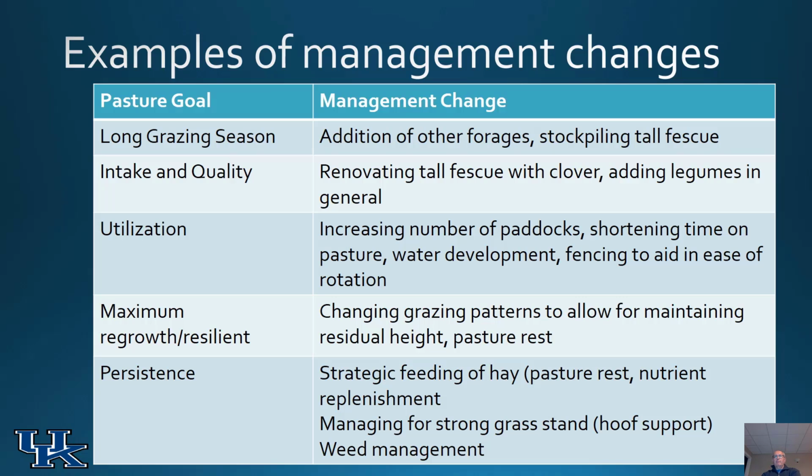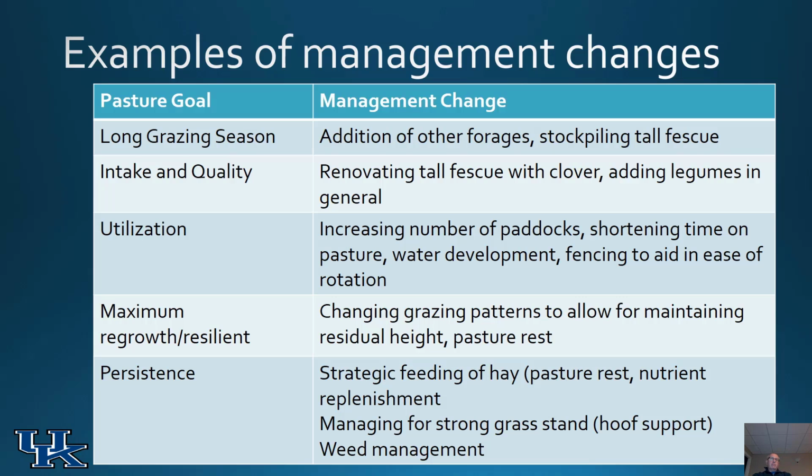For utilization, we could do several things. Usually, we can increase the percent utilization by increasing the number of paddocks and shortening the time on pasture. We can do it simply by adding water points, in other words, water development on the farm, and fencing to aid in the ease of rotation so that we're able to do it more easily and get the livestock to the points where they need to be.